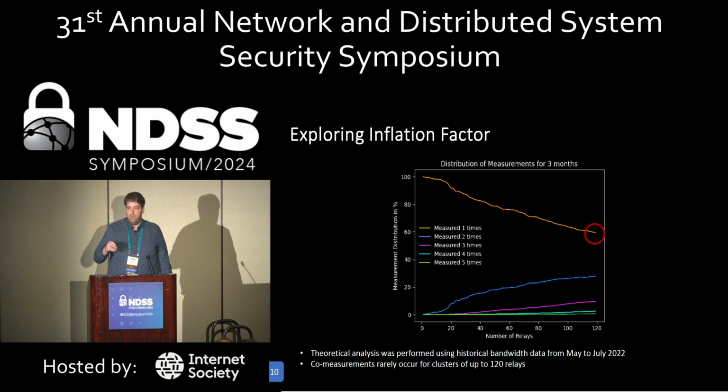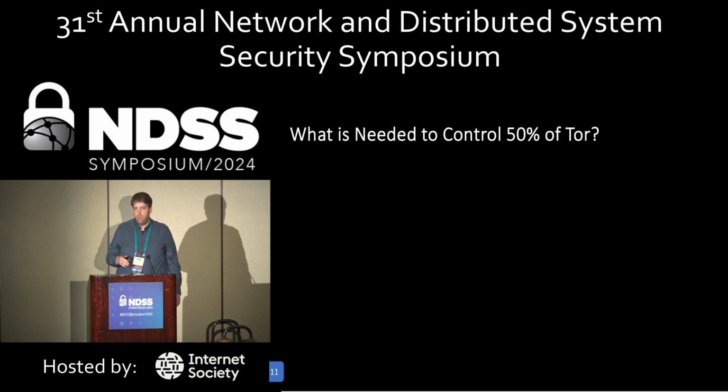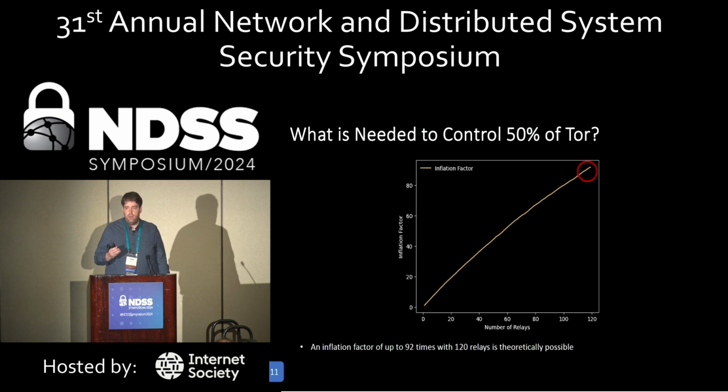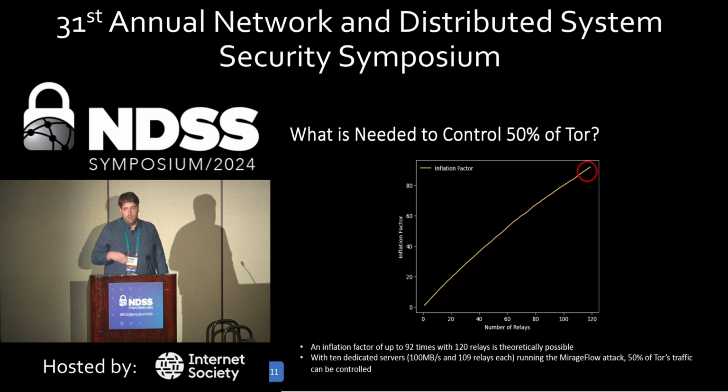Now, if you flip the question and ask what is needed to control 50% of Tor, of course, this is a theoretical question. We looked at it based on our inflation factor. If we use the previous historical data, we can see that we have a factor of 92x to inflate with a cluster of 120 relays. This means that in a real-world scenario, you would need 10 dedicated servers running 109 relays each for 50% of Tor's traffic.